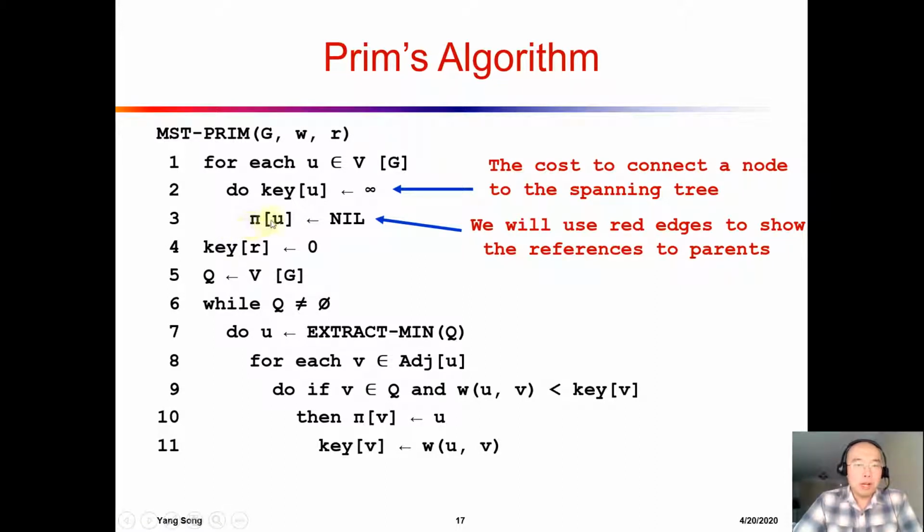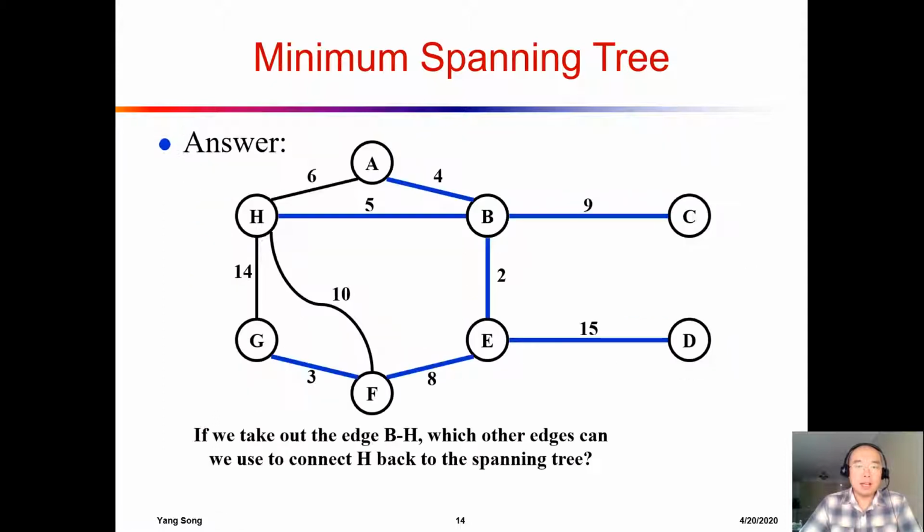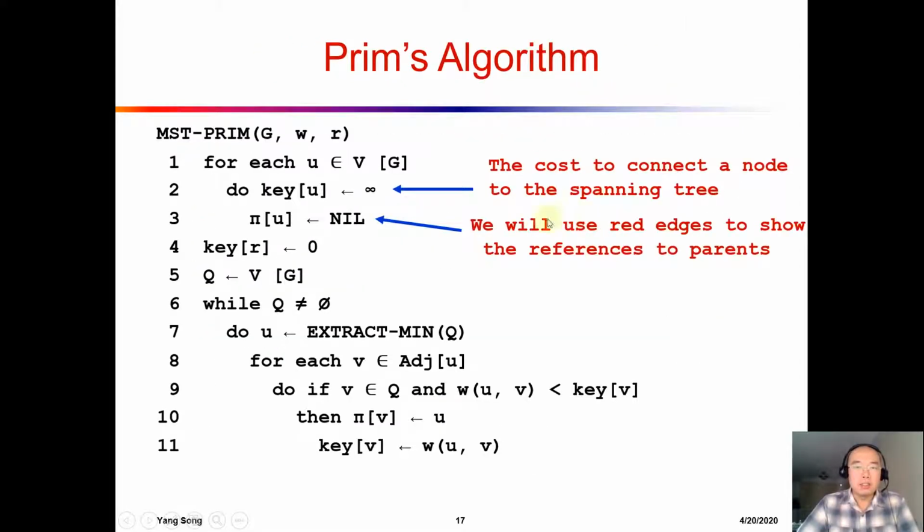So number one, the key. For each node, we will have a key, and the key means the cost to connect a node to the spanning tree. So when we connect a node, say when we connect C to the spanning tree, the cost is 9, right? Because we have to connect C to B so that C is connected to the remaining part of the MST, and the cost to connect C is 9. So that is the key.